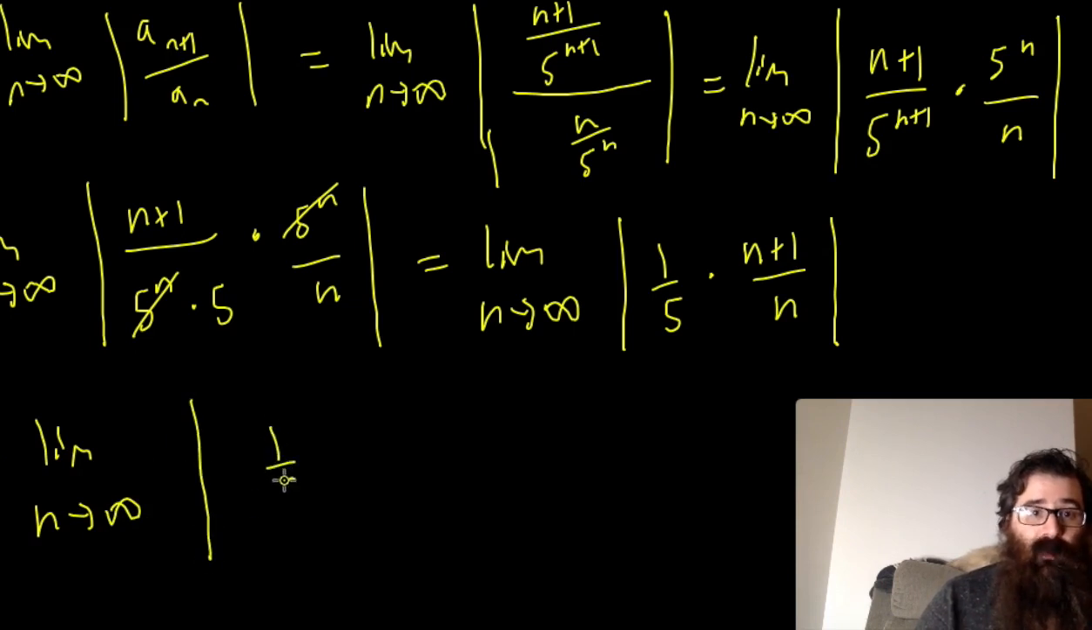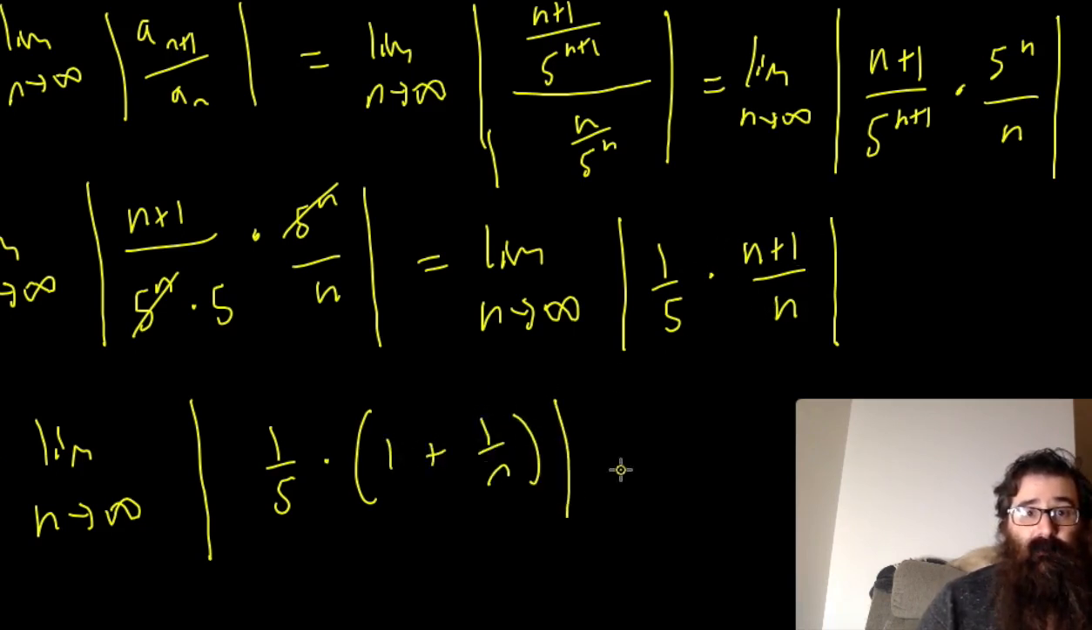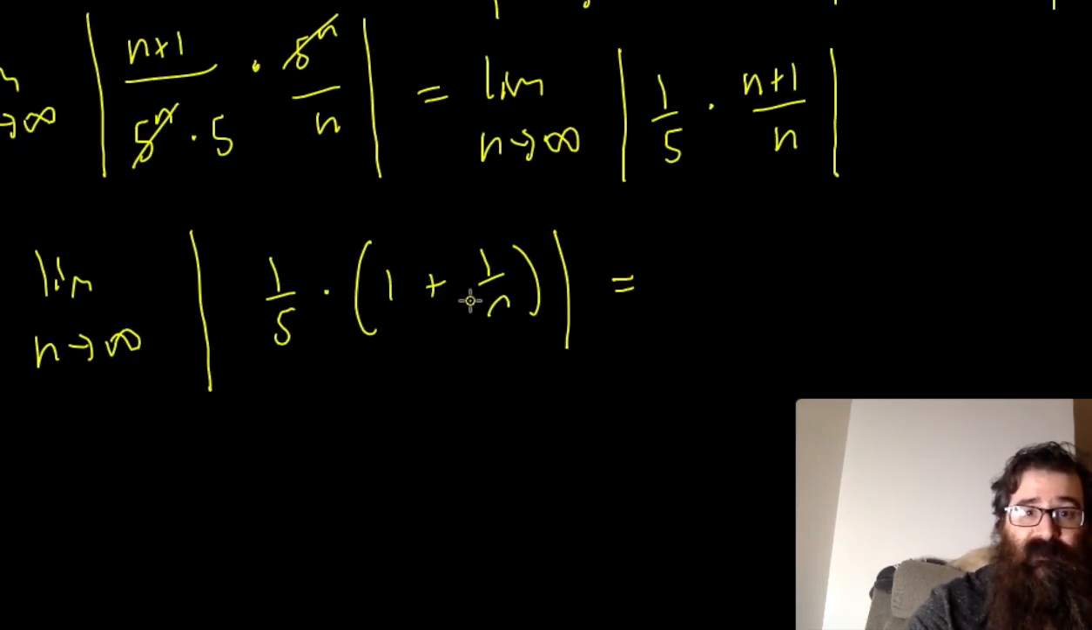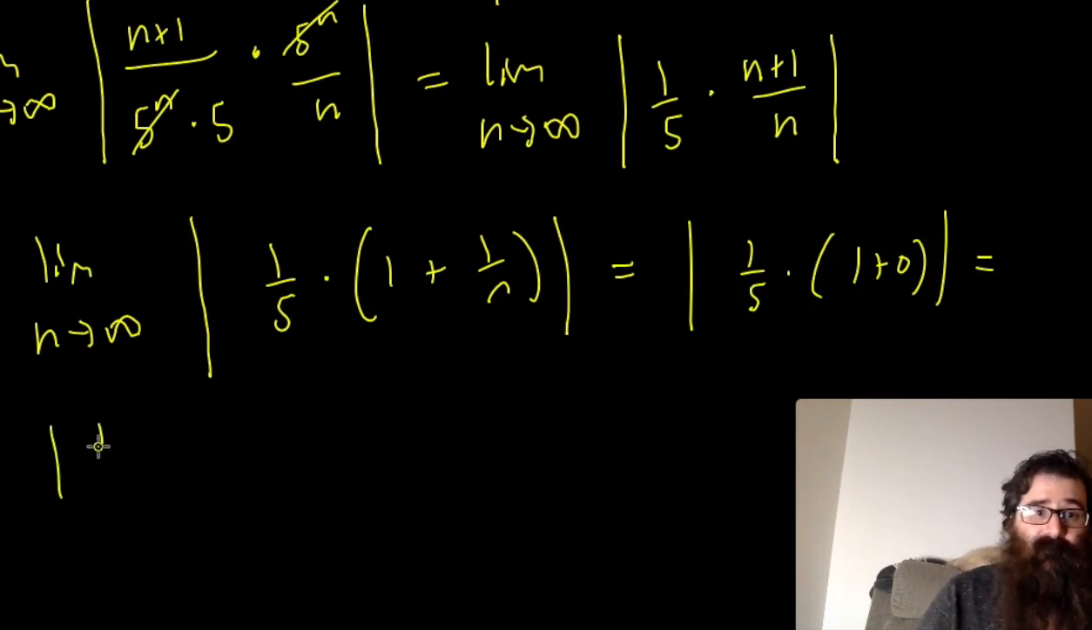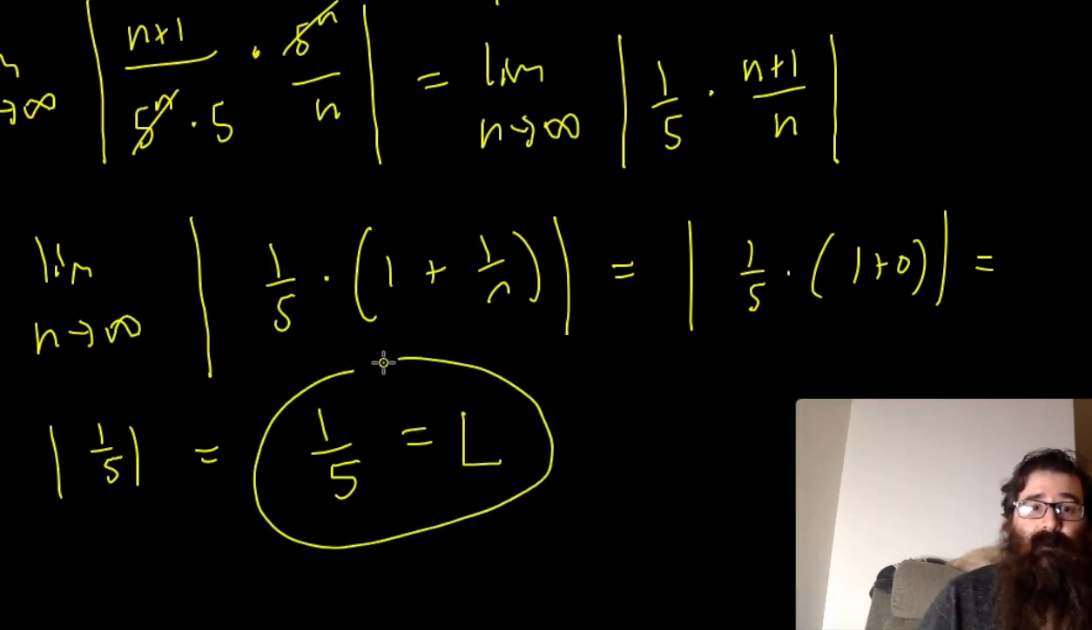Absolute value of 1/5 times n over n, which gives me 1, plus 1 over n when I split that fraction. Now we can take a look at this limit. 1 over n goes to 0 as n goes to infinity. So I get absolute value of 1/5 times 1 plus 0, which gives absolute value of 1/5. It's positive, so bring it out. It's just regular 1/5. This is our limit. We call this capital L.